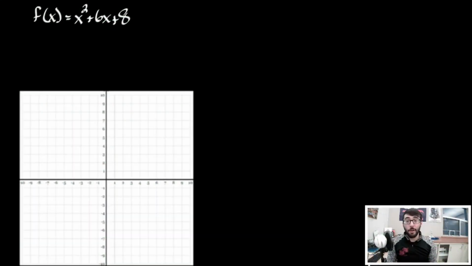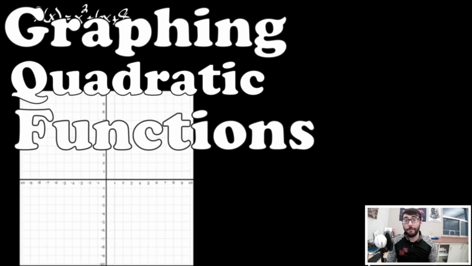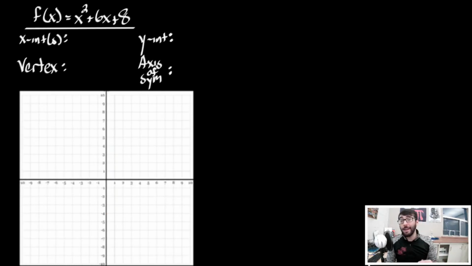And welcome, and in this video we're going to be talking about graphing quadratic functions using key features, okay? And those key features are going to be any and all intercepts, so any x-intercepts and y-intercepts, the vertex, and something called the axis of symmetry, okay? And those are the key features that we will be using to graph these quadratic functions.